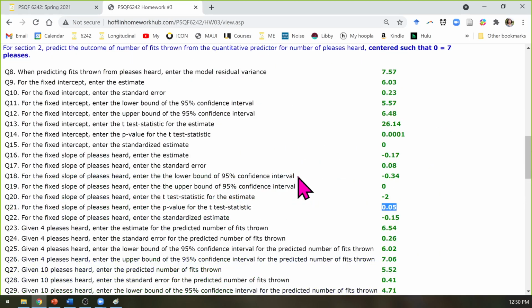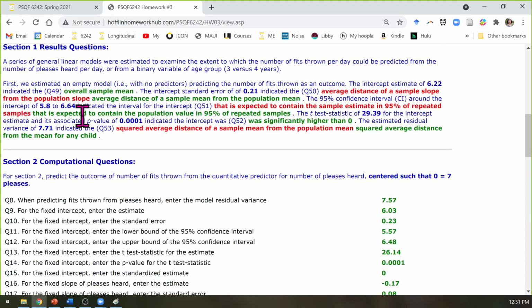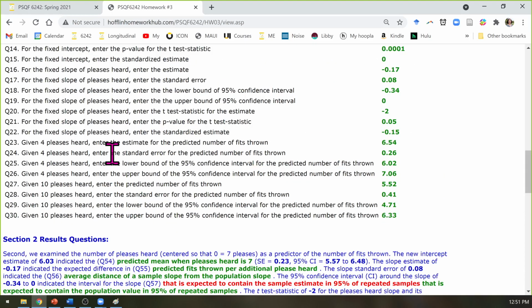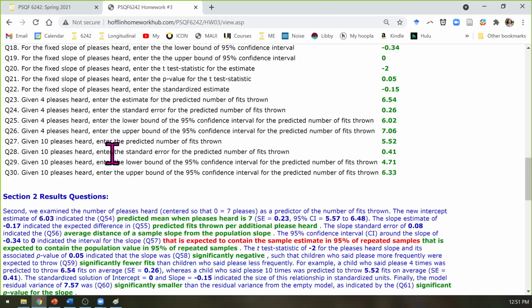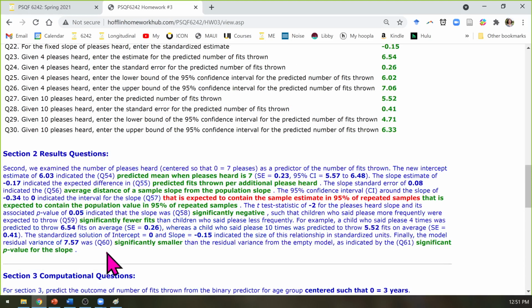So the residual variance to start with was, in this data set, 771. After adding number of pleases heard, it went, oh goodness, this one went up. 7.57 was significantly smaller. That's what was supposed to have happened. Now I'm seeing why so many of you picked that. So here's an interesting thing, I made the effect size too small this time. So this will be something I'm going to have to fix. Now I'm seeing what the problem is.